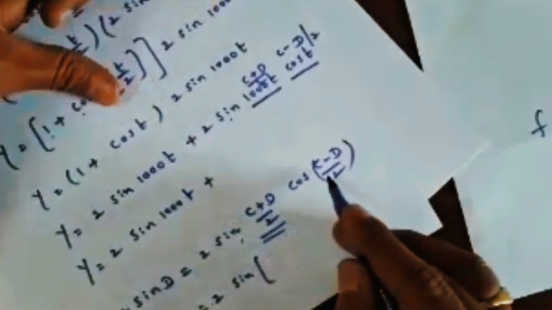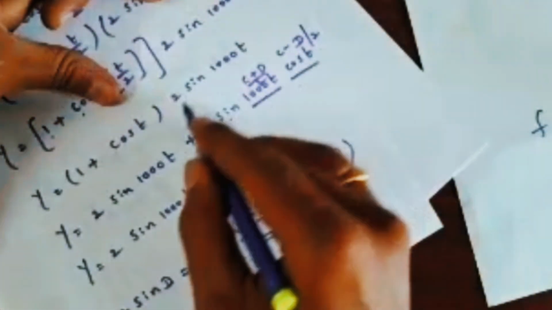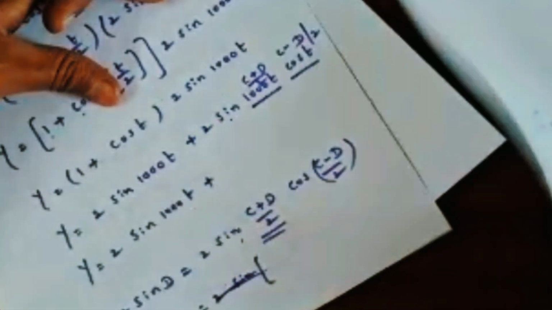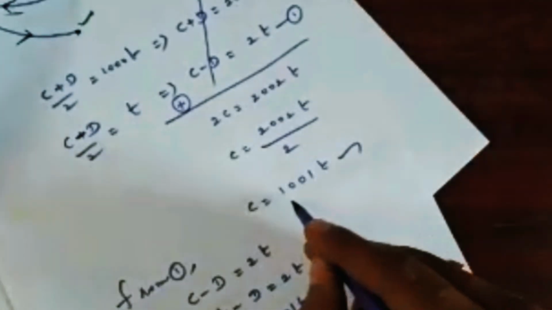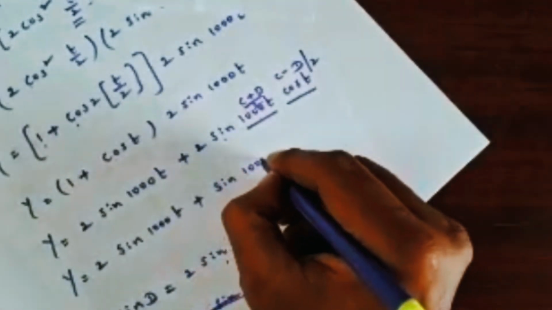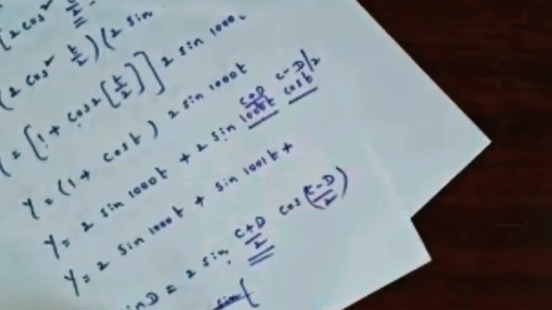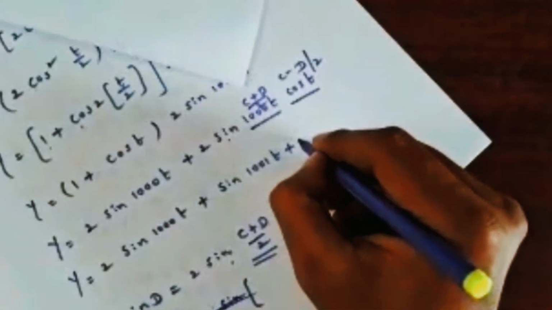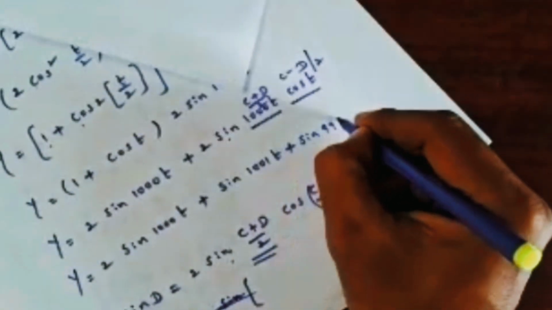In the place of 2 sin (c plus d)/2 cos (c minus d)/2, this entire value is 2 sin (c plus d)/2 cos (c minus d)/2. Finally, what we got here? What is the formula? sin c plus sin d. What is the c value? 1001 t. So I am writing it here, sin of 1001 t plus sin d. What is the d value here? 999 t. So now here sin 999 t.